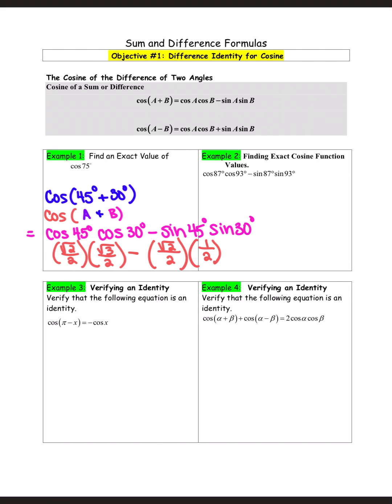So we have square root of 2 times square root of 3, which is square root of 6 over 4, minus square root of 2 times 1 is square root of 2 over 4. 2 times 2 is 4. And we can write this as one big solution, all over 4. And we can just say that's square root of 6 minus square root of 2 all over 4.